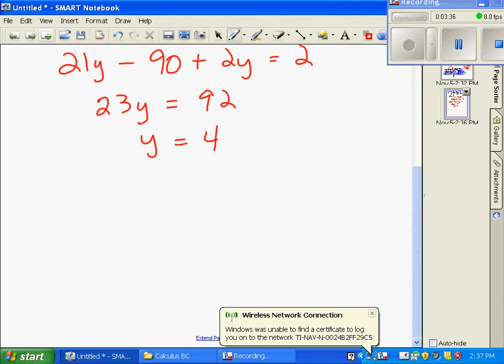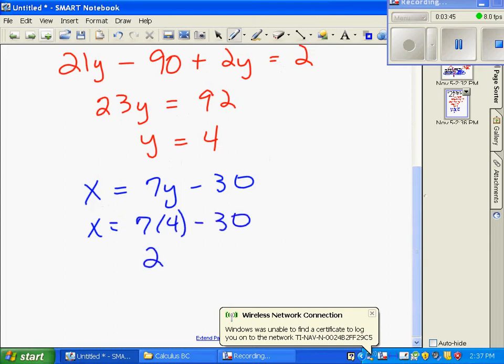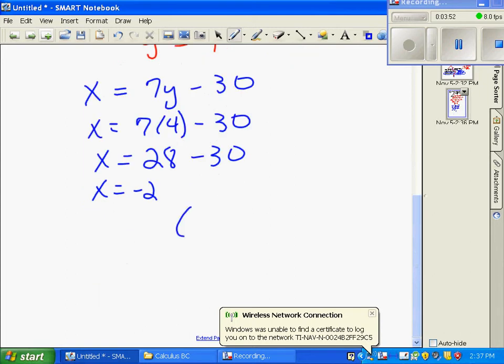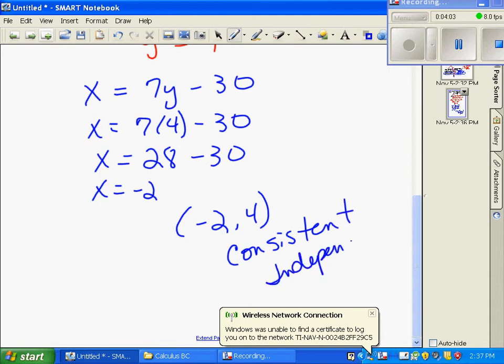Plugging back into my equation, remember my equation was x equal to 7y minus 30. I would get x equal to 7 times 4 minus 30. So 28 minus 30 is negative 2. So I have my ordered pair, negative 2, comma 4, x, y in alphabetical order. Since I have a solution, we would call these consistent, and they are independent. So just using all the terminology that we have there.